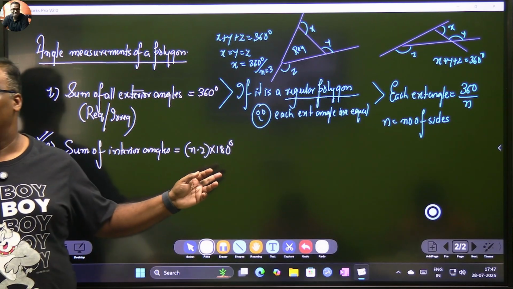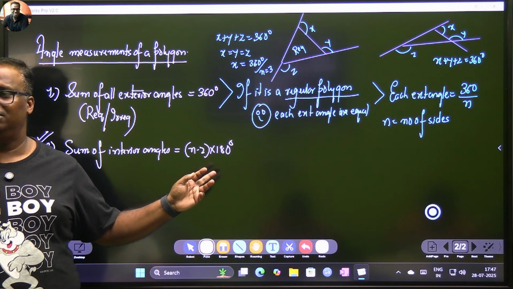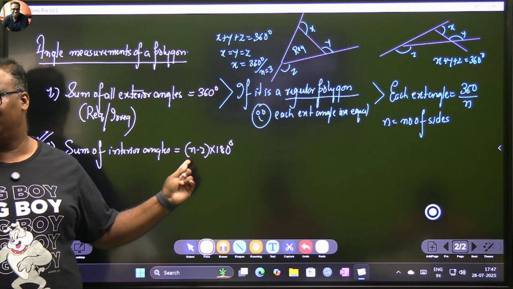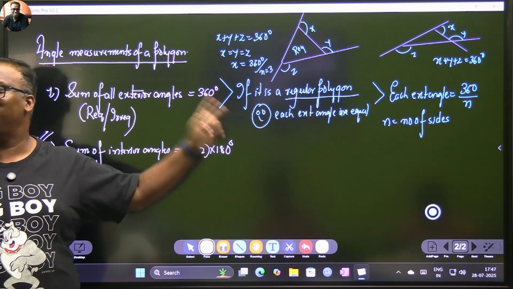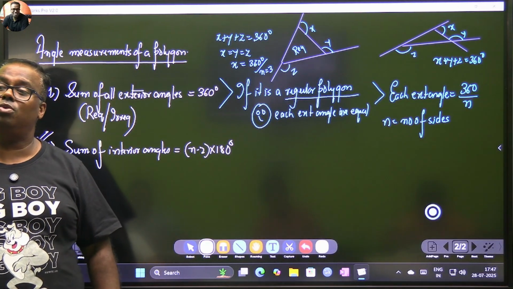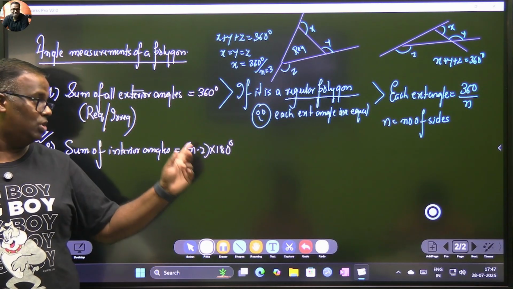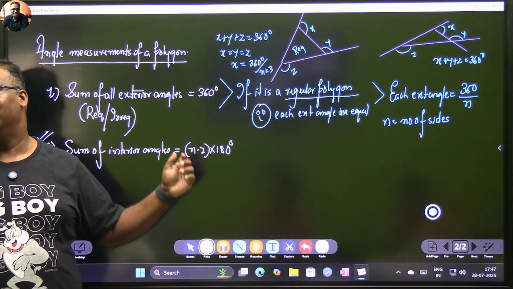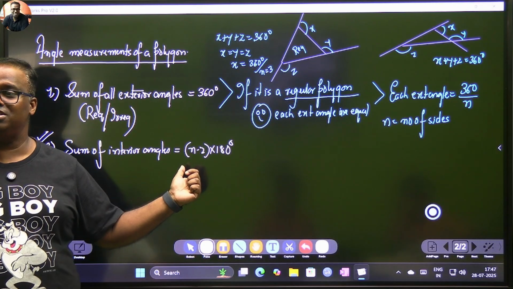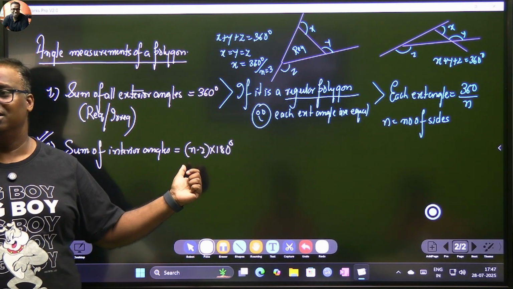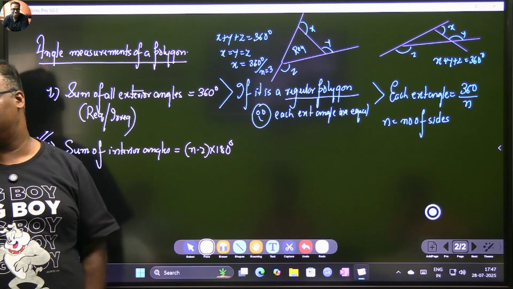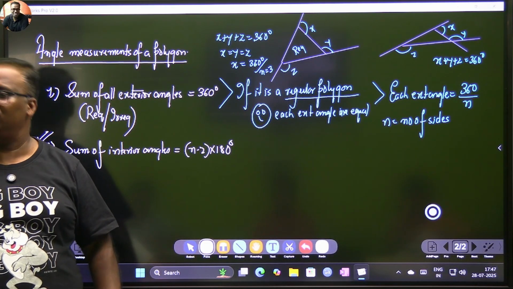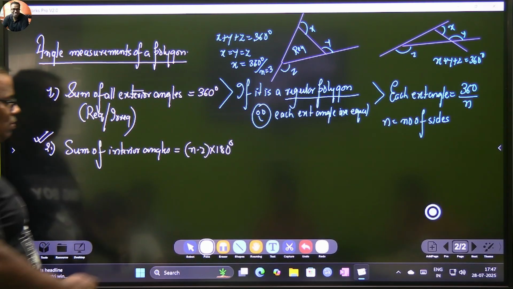There's a trick. What is the sum of all angles of a triangle? 180. In a triangle, what is the value of n? 3. 3 minus 2 is 1. 1 into 180, 180. What is the sum of all angles in a quadrilateral? 360. How? A quadrilateral has 4 sides. 4 minus 2, 2. 2 into 180, 360. In a hexagon, n is how much? 6. 6 minus 2 is 4. 4 into 180 will give you 720 degrees. Have you understood?